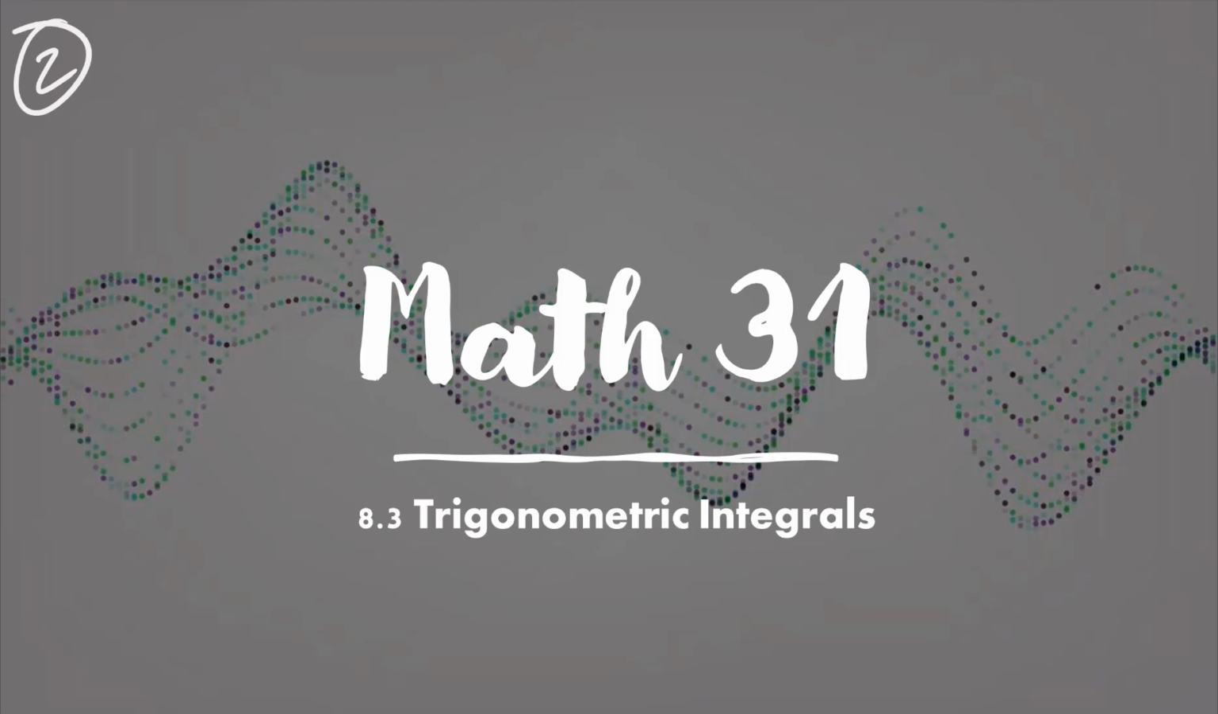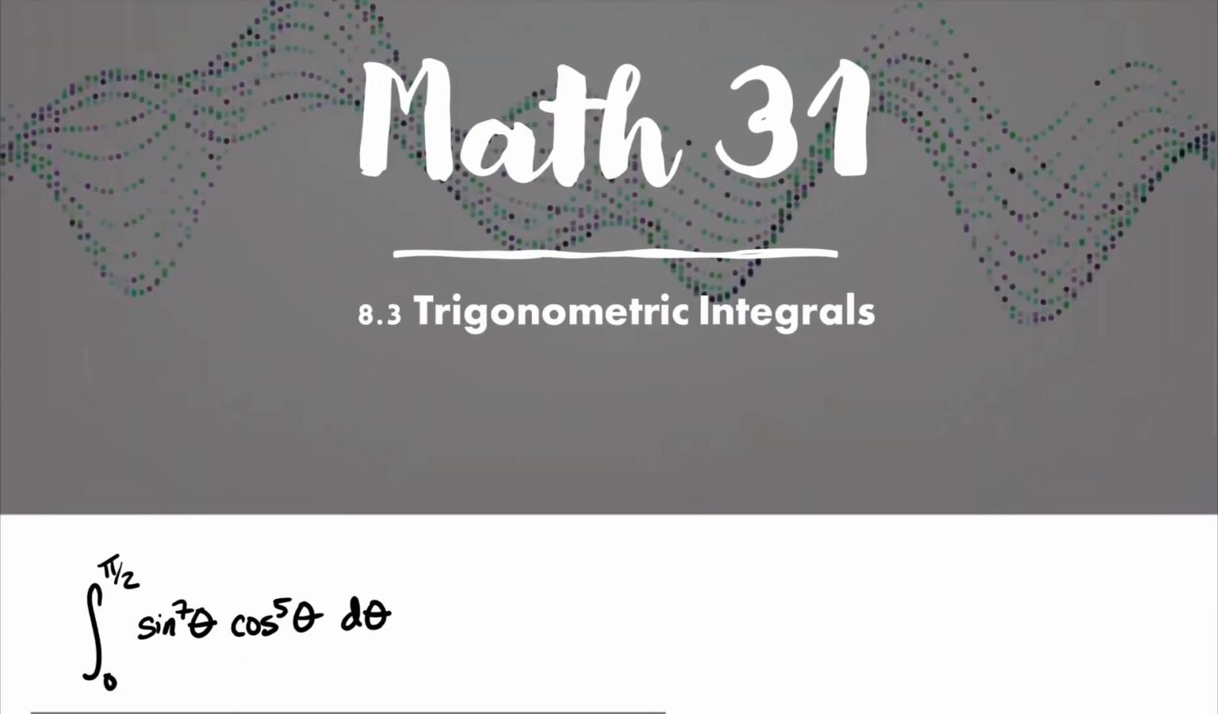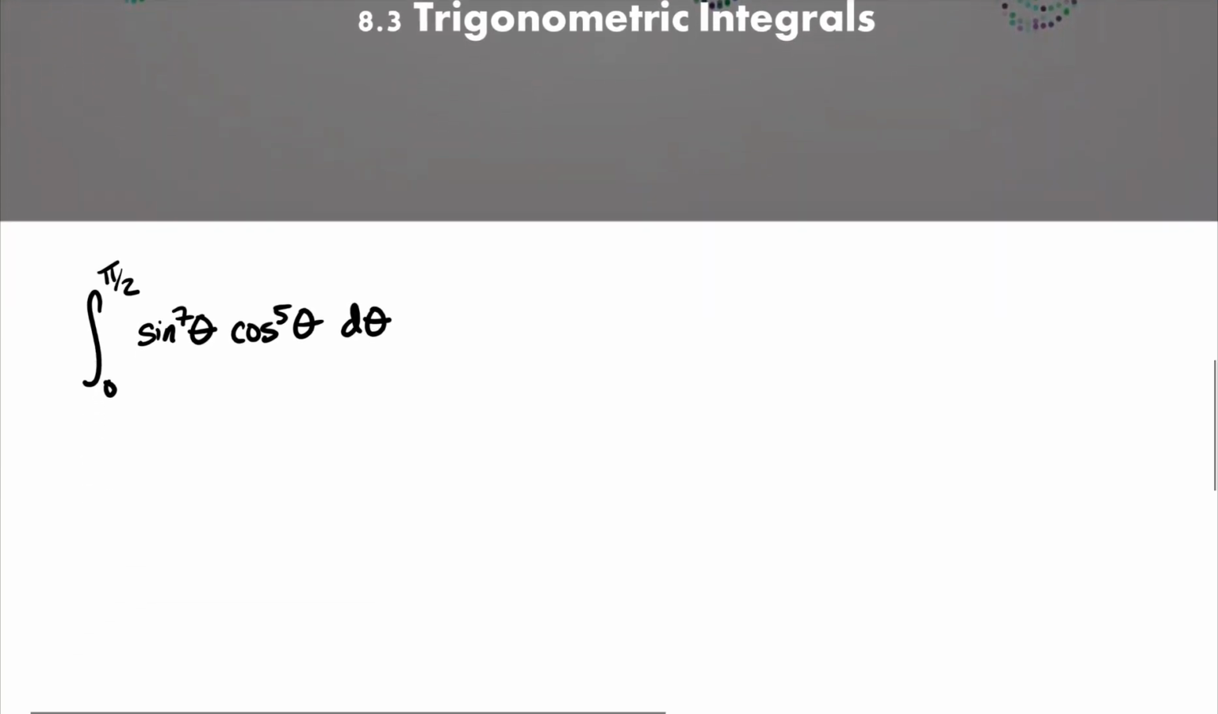Okay, more trigonometric integrals. Okay, let's see. So now we got some bounds in here. No biggie, we can handle some bounds. So what do we got? Sine to the 7th of theta times cosine to the 5th of theta d theta.